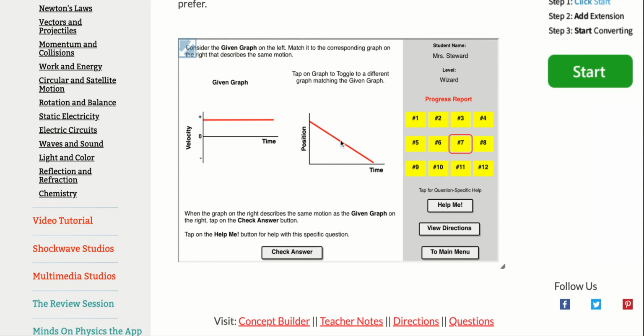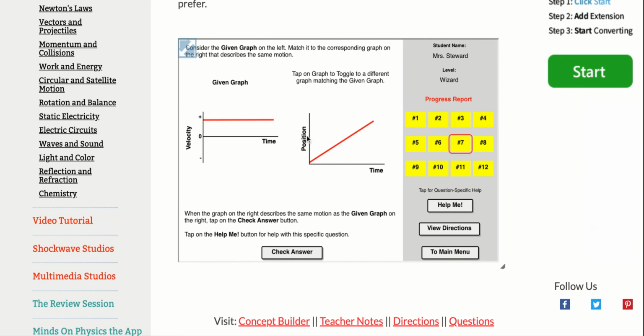So I'm just going to toggle through. Obviously, this is a negative slope, so that's not our answer. This is not a constant slope. Do you see how at the beginning here we have a slope of 0 and then we have a negative slope at the end? So this does not match either. This doesn't match because, again, the slope is not constant. It's changing. It starts with a steep slope and then goes down to a slope of 0.